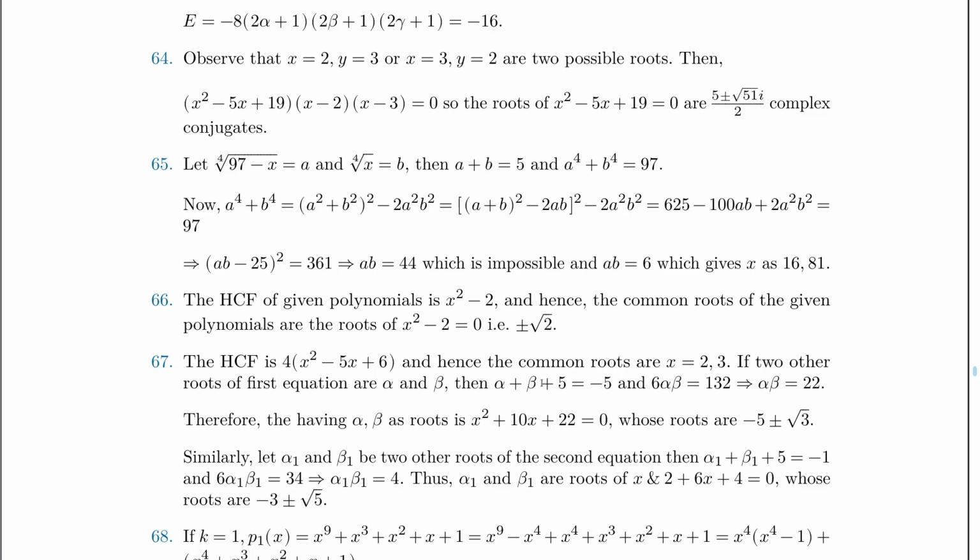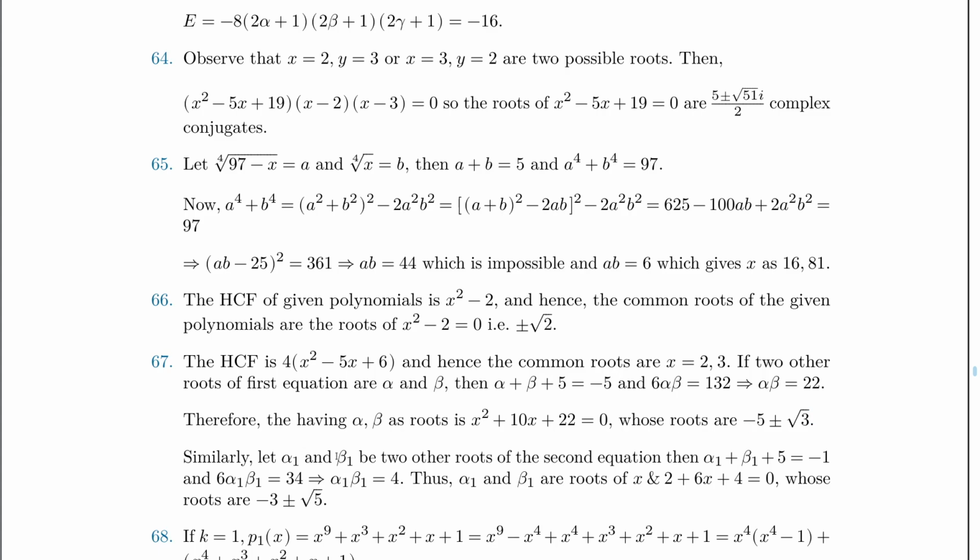So here if you see, alpha plus beta is equal to minus 10 and alpha beta is equal to 22. So the equation whose roots are alpha, beta will be x square plus 10x plus 22 is equal to 0, which we solve, and the roots are minus 5 plus minus square root of 3. So these are 2 more roots of the first equation.